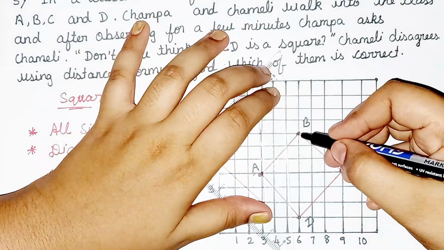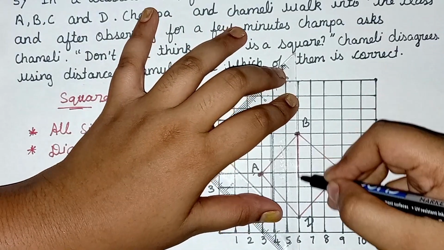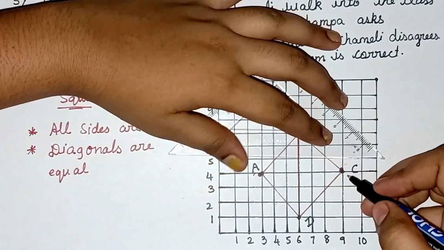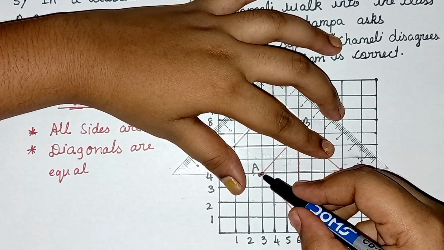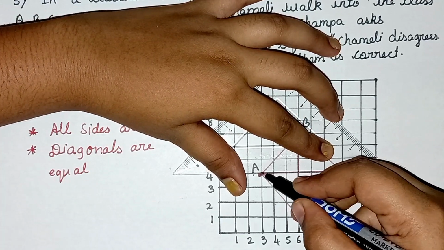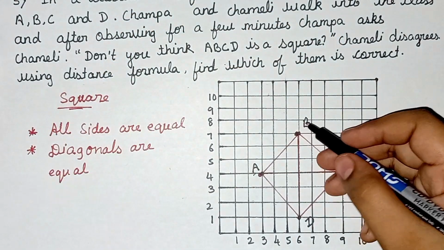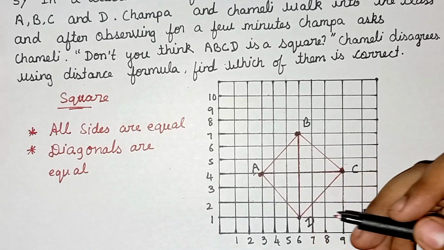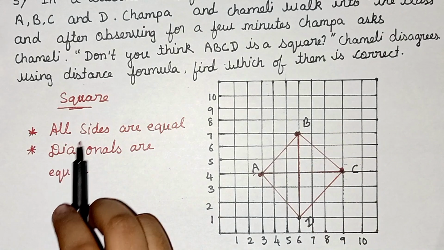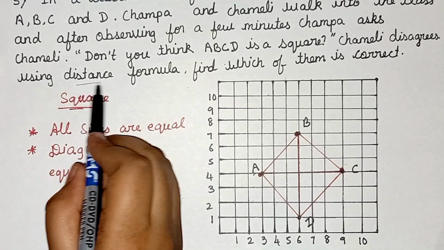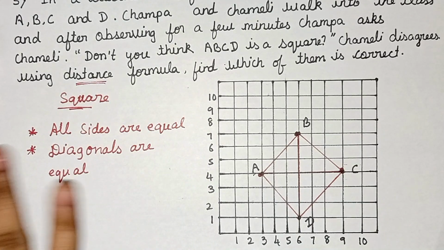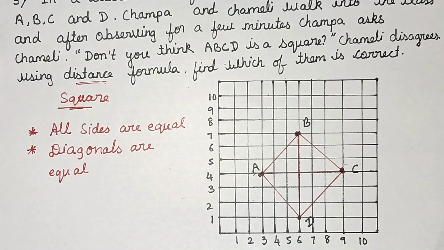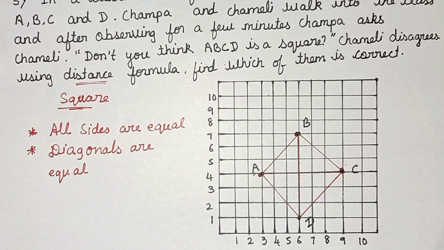Here BD is a diagonal and here AC is a diagonal. So remember that, we have 2 diagonals, AC and BD. We have to show that diagonals are equal and all sides are equal by using distance formula. You might be wondering, we don't have any values, then how will we use distance formula?